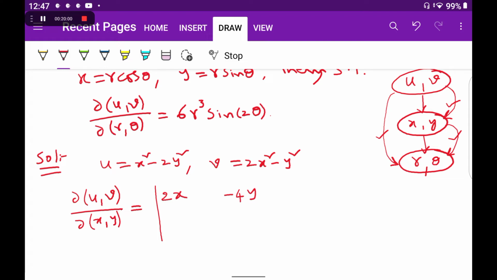Then dou v by dou x is 4x, dou v by dou y is minus 2y. So when you multiply, what you get? Minus 4xy plus 16xy, which is 12xy.